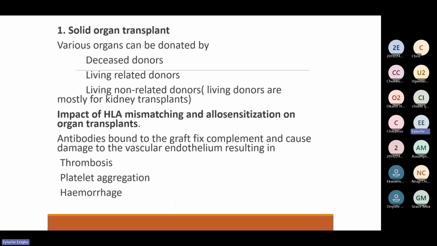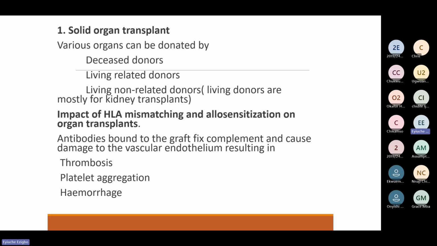Okay. So, solid organ transplant. Various organs can be donated by a deceased donor, somebody that has died already, or at the tail end of life, when the organ can be harvested from the individual. They can be donated by living related donors, which are also very common, and can also be donated by living non-related donors. Living donors are mostly for kidney transplants, of course. So it can be from a deceased donor, a related donor, or a non-related donor. The impact of HLA mismatching and allosensitization on organ transplants.